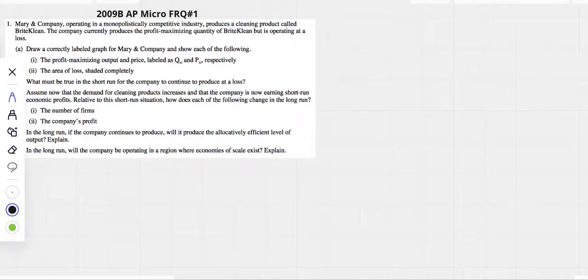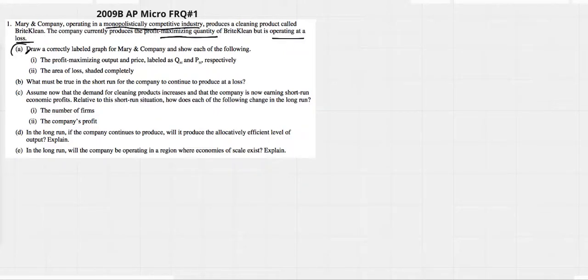FRQ number 1. Let's see if we can do it. Marion Company, operating in a monopolistically competitive industry, produces a cleaning product called Bright Clean. The company produces the profit maximizing quantity, but it is operating at a loss. Draw a correctly labeled graph for Marion Company and show the following: profit maximizing output and price, labeled QM and PM, and the area of loss.